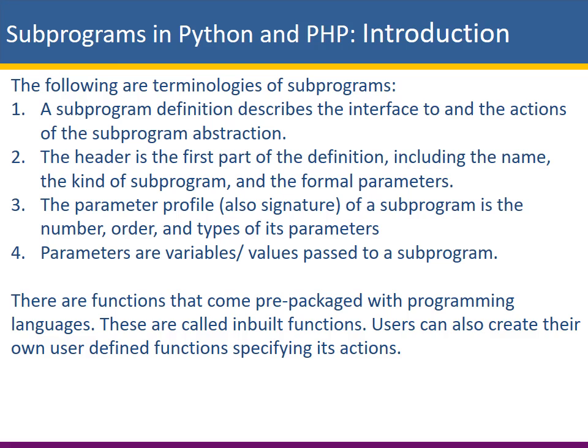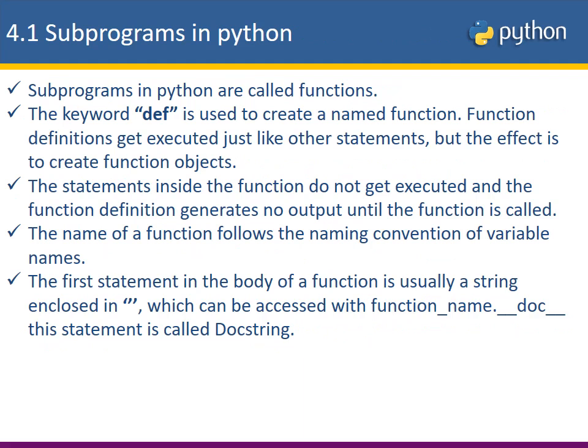When we see parameters in our programs, they are variable values passed to a subprogram. Functions can come pre-packaged with programming languages, as inbuilt functions, or they can be user-defined functions. Subprograms in Python and in PHP are called functions.